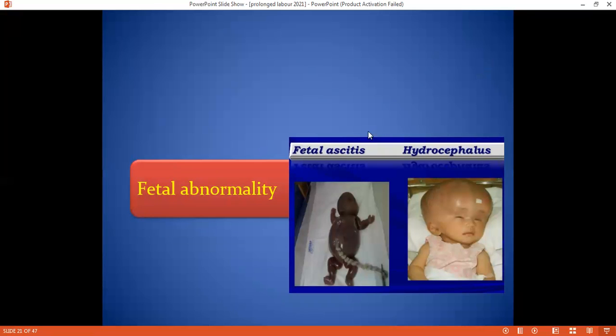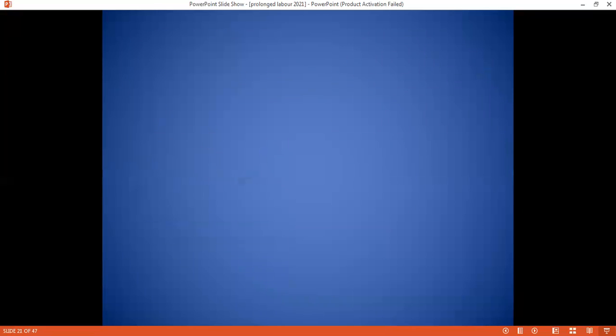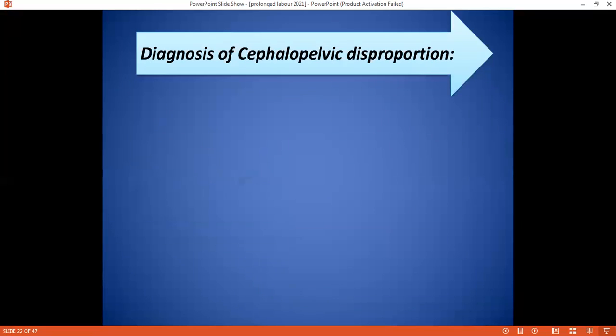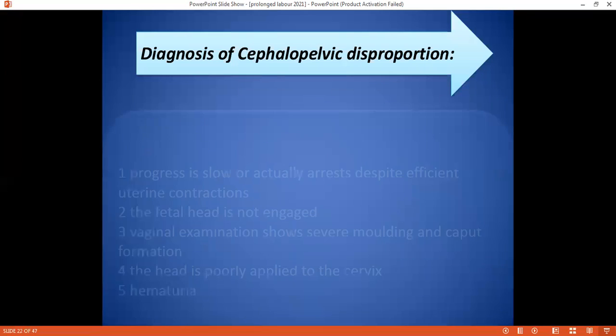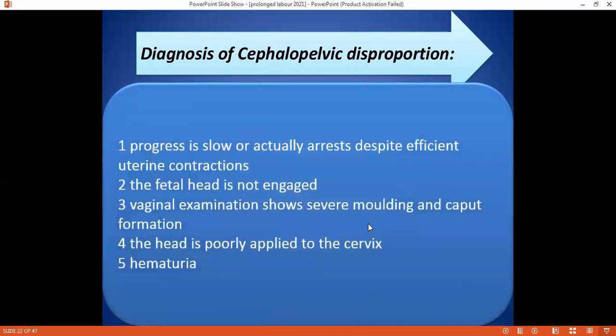Here, fetal abnormalities, this is ascites, may be a cause of obstructed labor, and here we have hydrocephalus. Again, these are causes of cephalopelvic disproportion. Diagnosis of cephalopelvic disproportion is made when the progress is slow or arrested despite efficient uterine contractions.